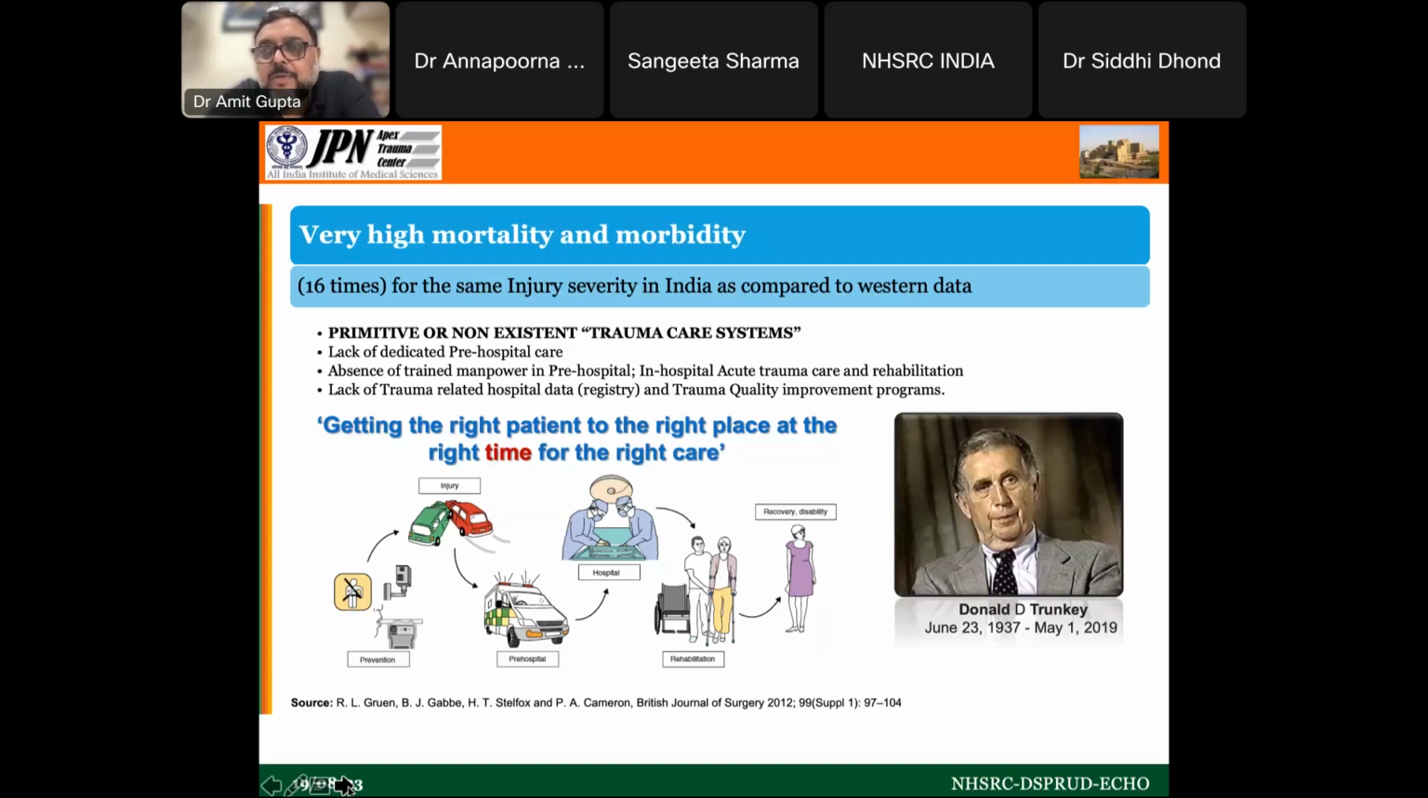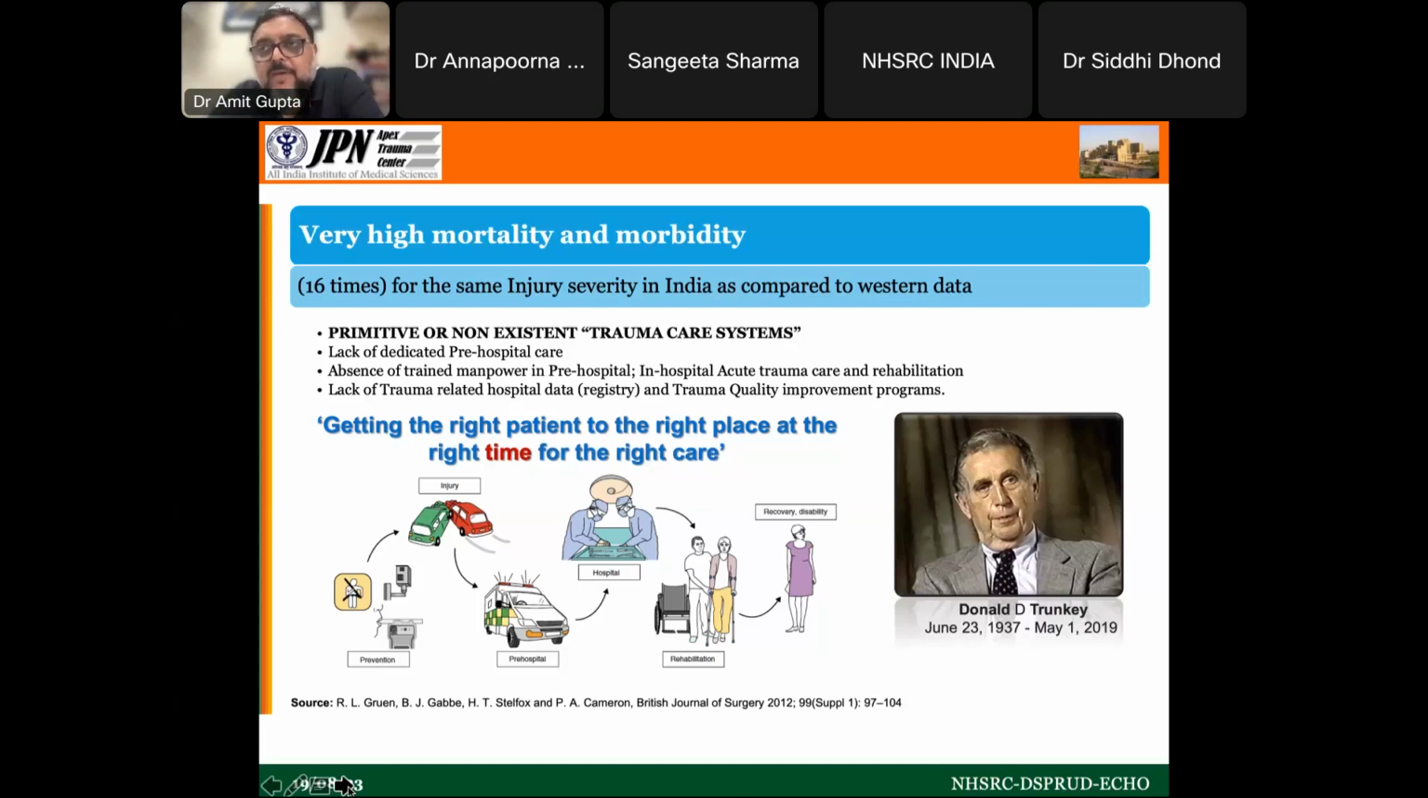Inside the hospital, there's a different team in the emergency room, which is treating the same patient. Then after that, a different team which is operating on that, and a different team which is taking care in the ICU. And then finally, if the patient survives, a different team which is taking care of the rehabilitation. So you can see it's a very complex time-dependent system which has to be in place so that we can reduce the mortality and morbidity of the patients.